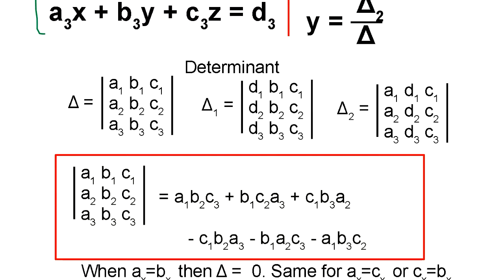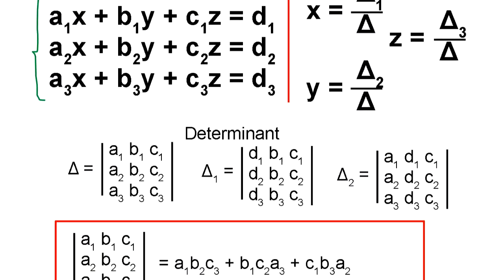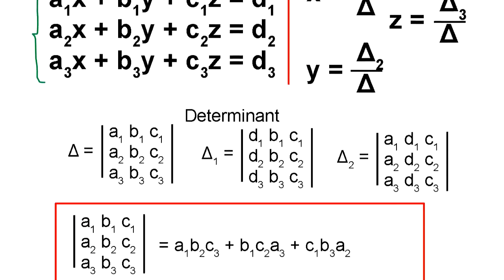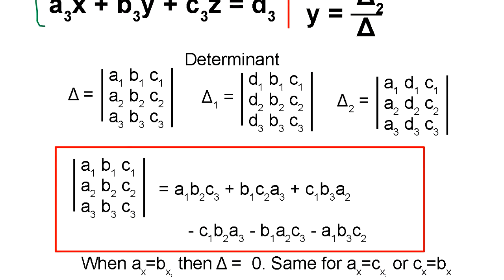A determinant is an array of numbers: basically the coefficients a1, a2, a3, b1, b2, b3, c1, c2, c3, for the equations that equal d1, d2, d3. Now we create a determinant, meaning these two bars, and we put the array of coefficients in the equation.